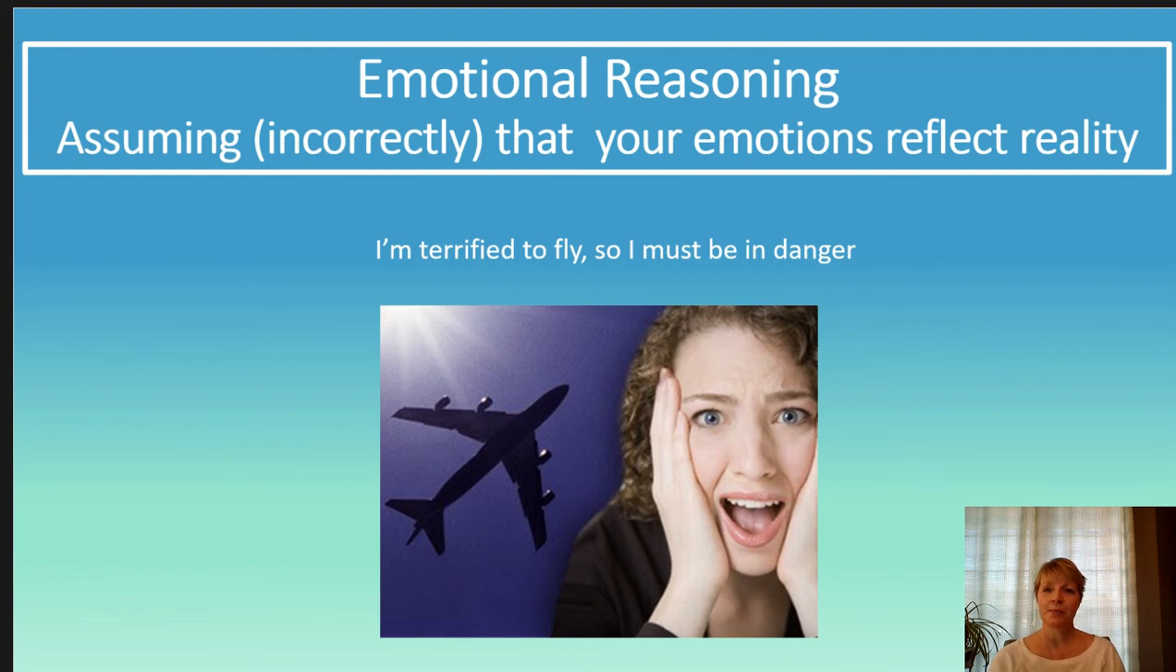Hello everyone, it's time to learn our next cognitive distortion, emotional reasoning. Now, emotional reasoning is a thinking error that happens when we assume incorrectly that our emotional states reflect reality. A really good example of this is my fear of flying.